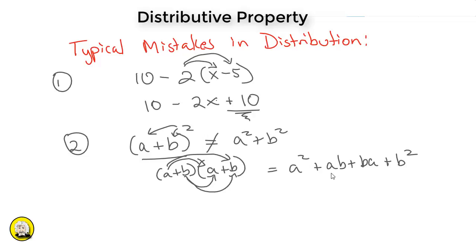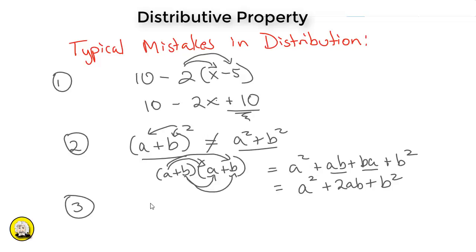And we know BA and AB, thanks to our commutative property of multiplication, are essentially the same thing. So that becomes a squared plus 2ab plus b squared. Very different than just a squared plus b squared.